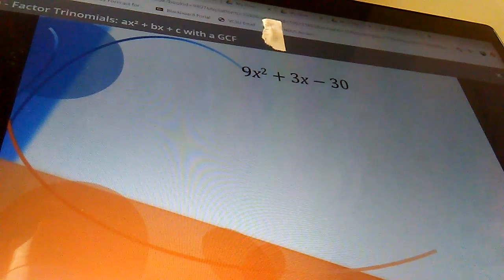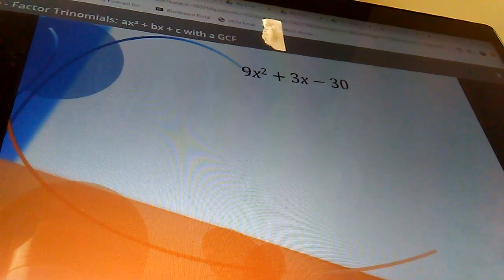You have learned how to factor trinomials of the form ax squared plus bx plus c. However, there is one more important step that we need to discuss. If the three terms in the expression to be factored have a common factor, then prior to using the four-step grouping number procedure or the trial and error method, we first factor out the greatest common factor from the terms of the trinomial. Let's look at 9x squared plus 3x minus 30.